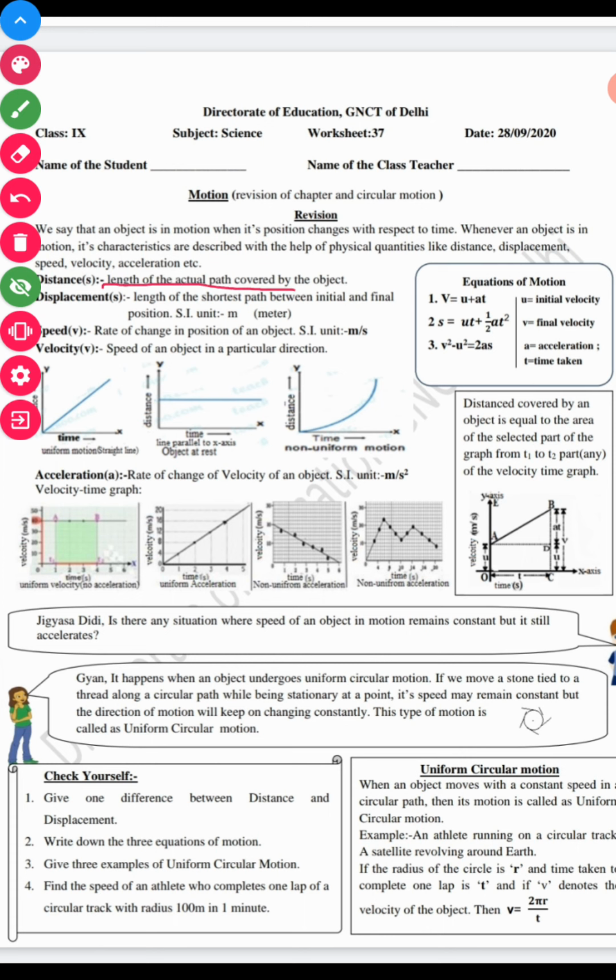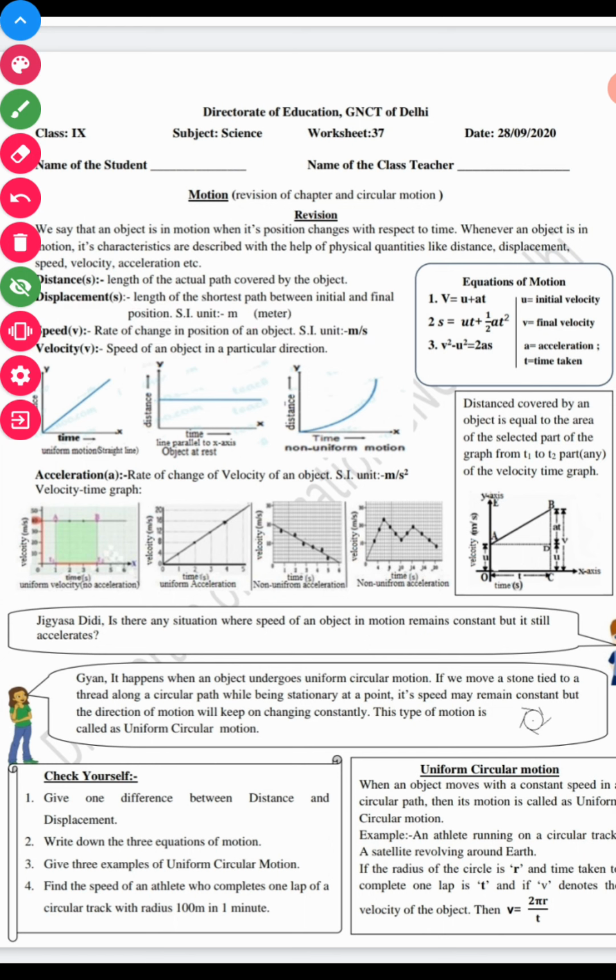Distance is the actual path covered by an object. Displacement is the length of the shortest path between the initial and final position, and its unit is meter, and the unit of distance is also meter. Speed is the rate of change of position of an object, in meter per second. Velocity, the speed of an object in a particular direction, is known as its velocity.